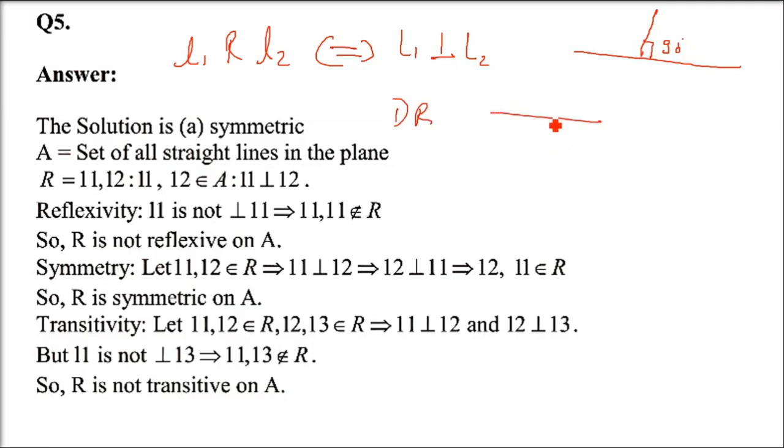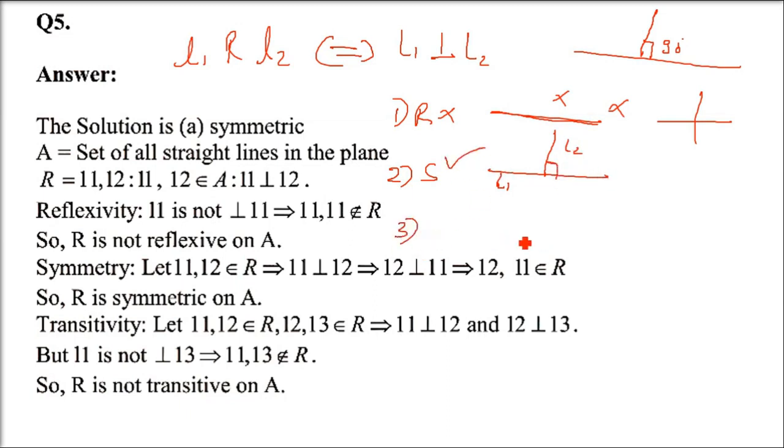So one line, can a line be perpendicular to itself? No. A line can be parallel to itself. It cannot be perpendicular to itself. So this is not reflexive. Second one, symmetric. So one line is perpendicular to another one. This is L1, L2. So the second one will also be perpendicular to the first one. This is symmetric. True.